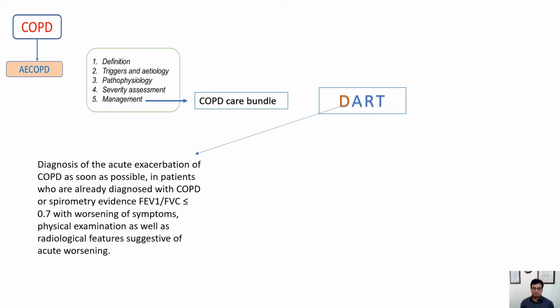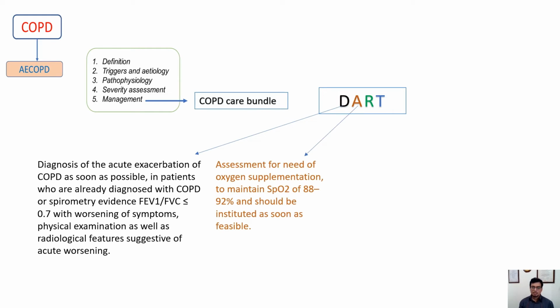So how will you treat the patient? That is also very important. So management. Management depends on the COPD care bundle, which can be memorized by the mnemonic DART, D-A-R-T. D means diagnosis: diagnosis of acute exacerbation of COPD as soon as possible in patients who are already diagnosed with COPD, or with spirometric evidence of FEV1/FVC less than 0.7, with worsening of symptoms, physical examination, and radiological features suggestive of acute worsening. A means assessment of the need for oxygen supplementation to maintain the saturation between 88 to 92%.